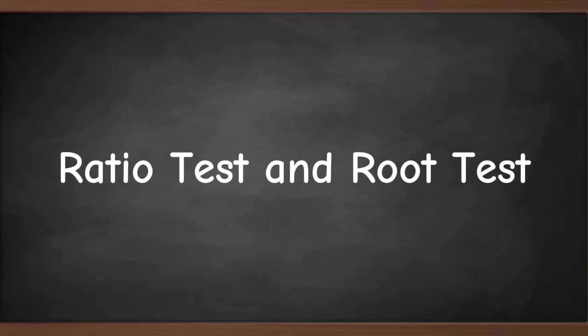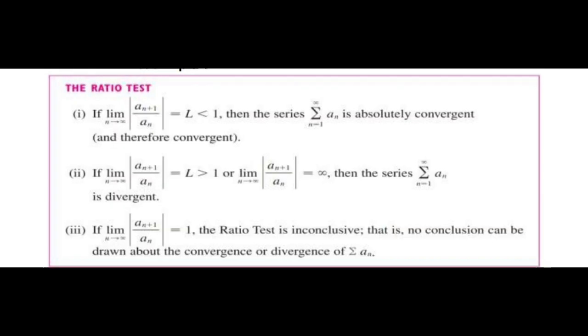So in the previous lesson, we have learned how to determine whether a series is absolutely convergent or divergent by examining the behavior of its terms. However, not all series can be easily analyzed using comparison or limit comparison tests. So now we're going to discuss the ratio and the root test, which are useful in determining whether the given series is absolutely convergent.